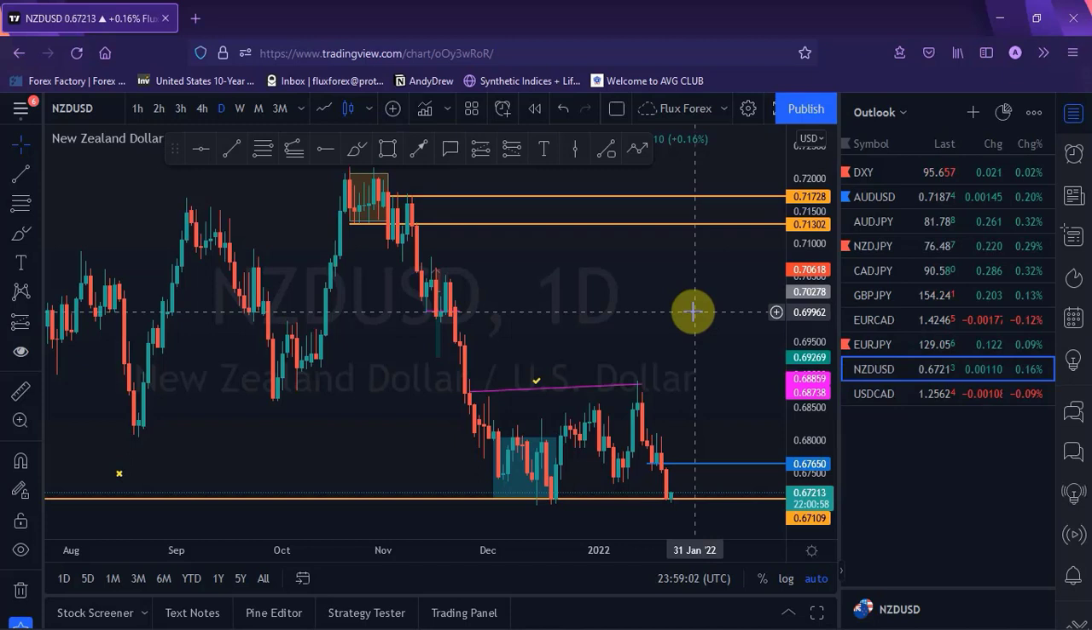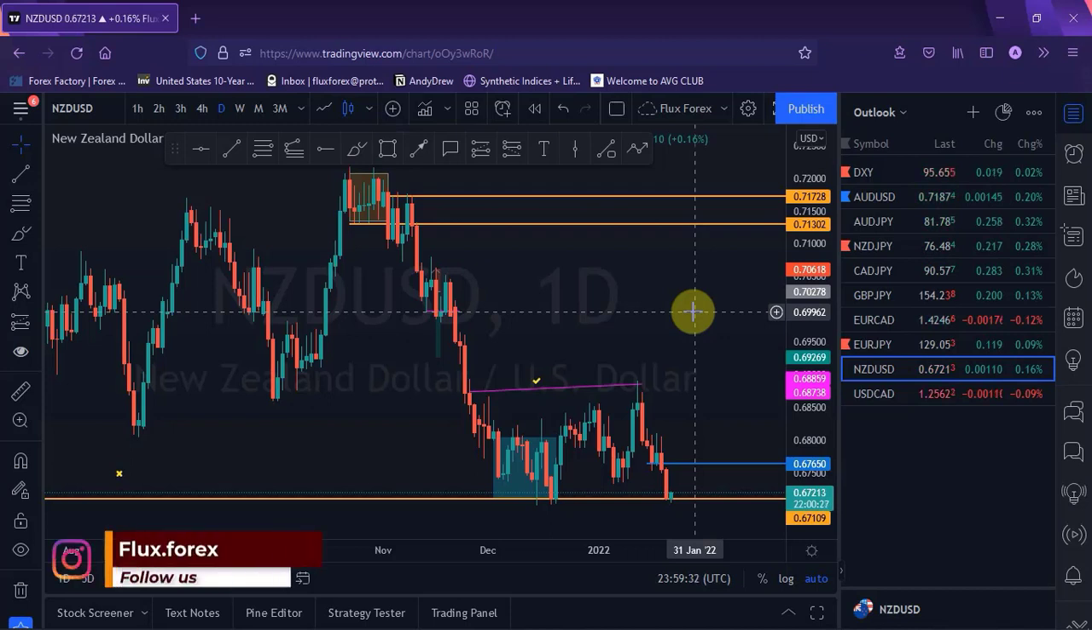Looking out for pairs that move in the same direction, that have a similar direction. You get it? Similar or opposite in direction. So AUDUSD and NZDUSD are positively correlated pairs. That means that they all move in the same direction.